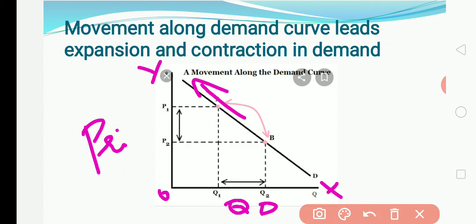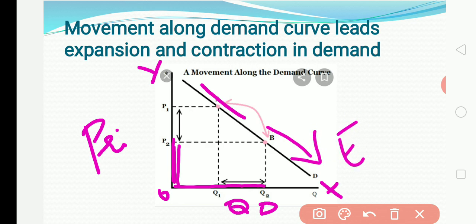Now, when the price is less, that is, when the price reduces from P1 to P2, the demand increases from Q1 to Q2. That means the demand is expanding.